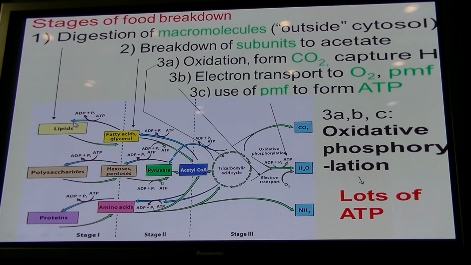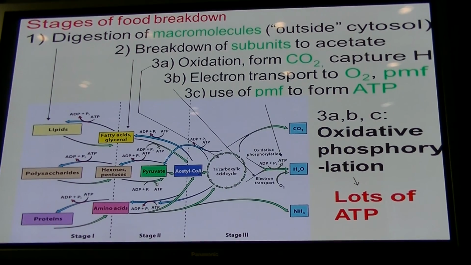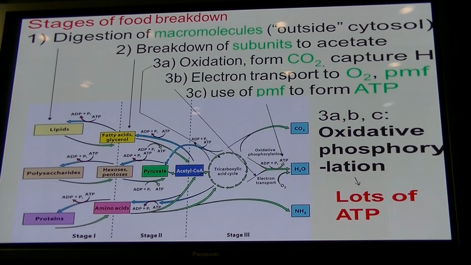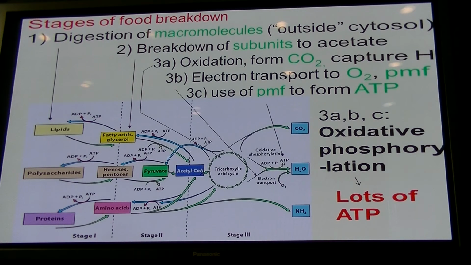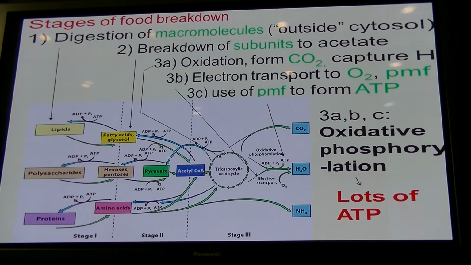Now, if you're thinking about a cell that is digesting another cell, like a macrophage that digests a yeast cell, it will actually digest that other cell in its lysosome, which is still outside of the cytosol. So the digestive enzymes are in the lysosome, still outside of the cytosol. So, stage 1, breakdown of macromolecules outside of the cytosol. Makes sense. You don't want digestive enzymes in your cytosol because they break down your macromolecules, which you value.